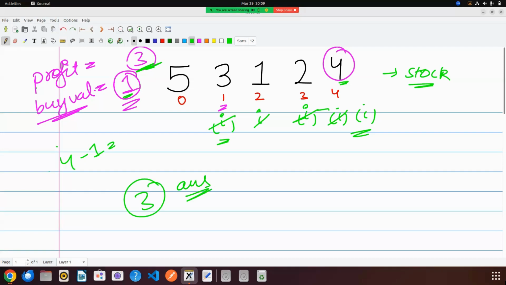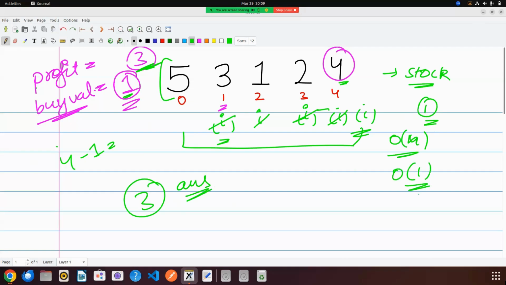Okay, let's see how we can code this. Let's first talk about the time complexity. So as you can see, the time complexity of this code is what? O of n, because I am just iterating over this array 1 time, right? And what is the space complexity? The space complexity is also constant because I'm taking a variable profit and a variable buy value, right? So it's constant because I'm not taking any array, I'm not taking any hash map and all, right? So the time complexity is O of n and the space complexity is constant.